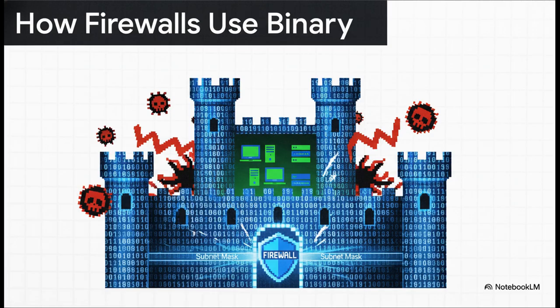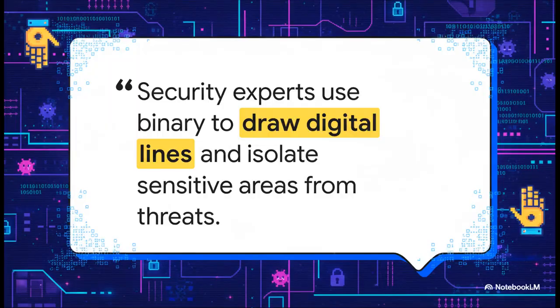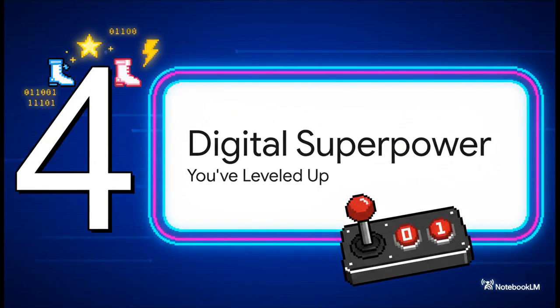And this is exactly how security pros build digital fortresses. A firewall uses another binary code called a subnet mask. Think of it like a digital stencil. It lays this stencil over any address trying to get in. If the ones and zeros line up with the safe pattern, you're good. If they don't, you're blocked. It lets them block millions of bad addresses all at once. It's super fast and incredibly efficient. Yeah, it's not even a metaphor. They are literally using this simple code of ones and zeros to build digital walls and keep the bad guys out. And with that, you've leveled up.